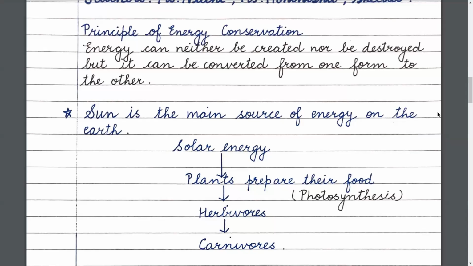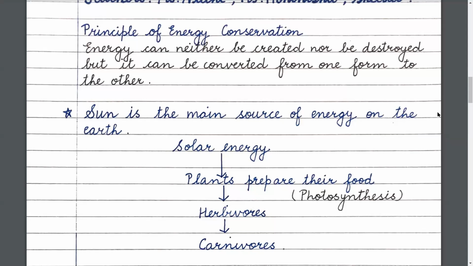The next topic is the principle of energy conservation. According to the principle of energy conservation, energy can neither be created nor be destroyed, but it can be converted from one form to the other.